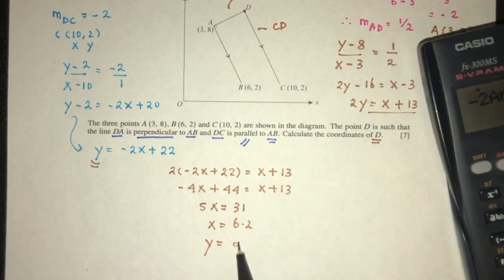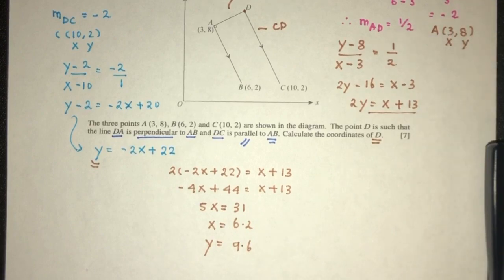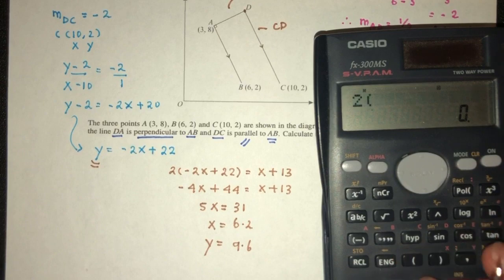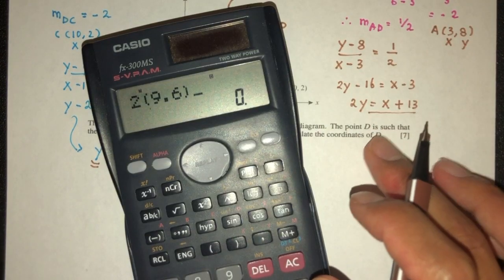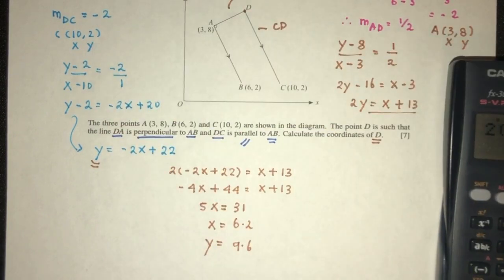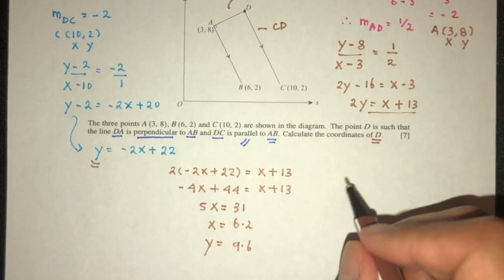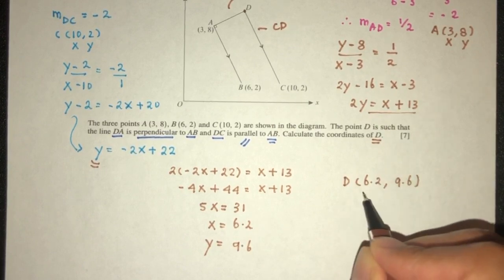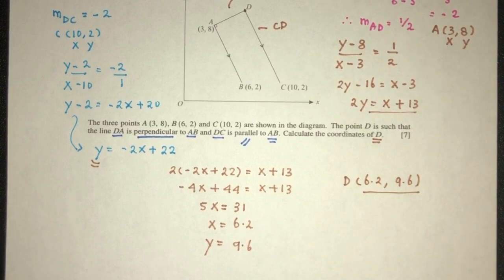That will be 9.6. So let me double check if that is okay or not. Let me put this back in this equation. 2 times y, 9.6, is this value. Now if you have 6.2 plus 13, that is also the same value. So it seems to be fine. So D will be the point (6.2, 9.6). Okay, and that will be your question in relation to coordinate geometry. Again, if there's a step that I missed, let me know in the comments below, and I will get back to you as soon as possible.